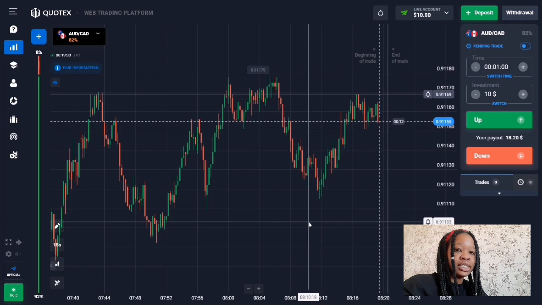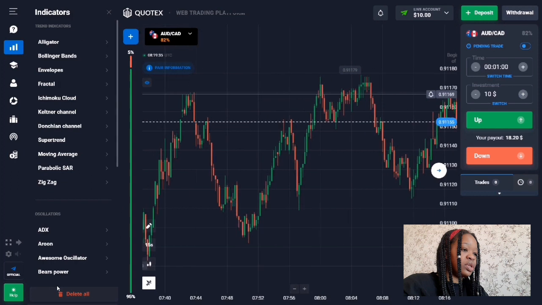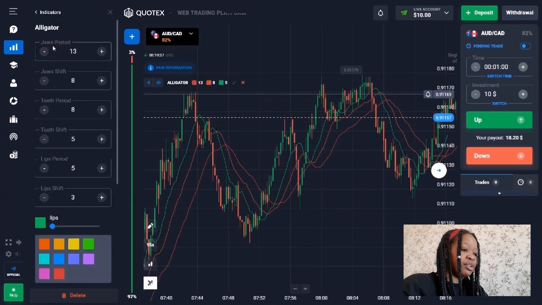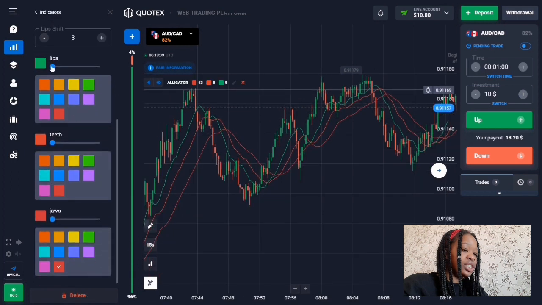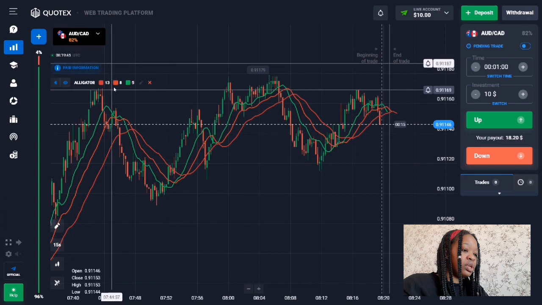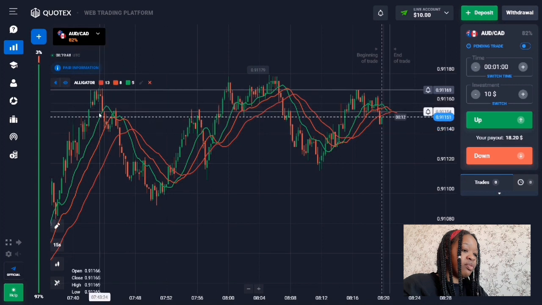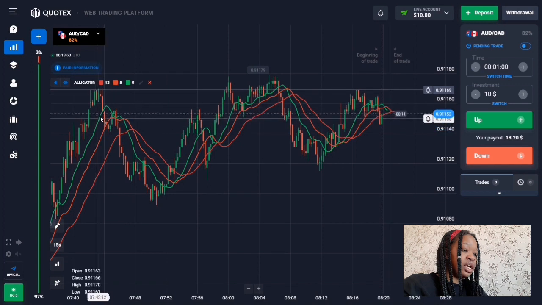I'd like to show you how to open this indicator, how to use it, and how to analyze it. To activate it, you have to choose alligator from the list. You can change the thickness of the moving averages so you'll be able to see them better on the chart. On the market, you can see 3 moving averages, which is the indicator alligator.